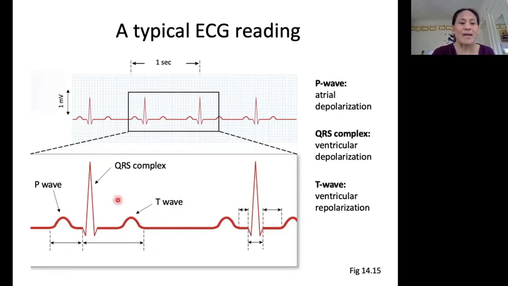I also want to mention atrial repolarization. You might be wondering what happened to atrial repolarization. It actually happens at around the same time as the QRS complex. And since the QRS complex is such a big signal, the signal for atrial repolarization gets lost in there.